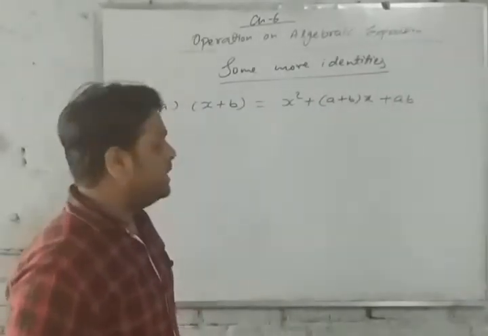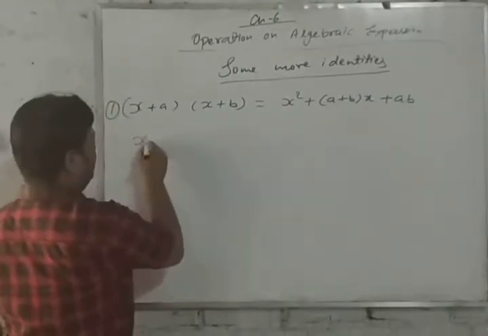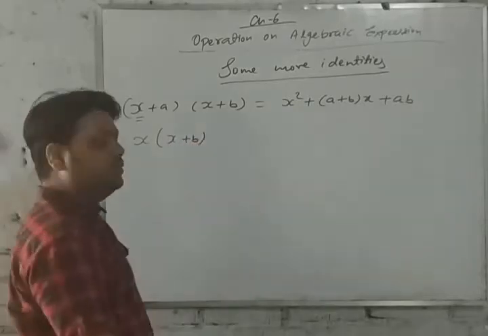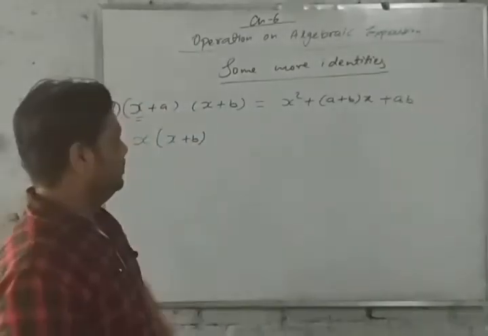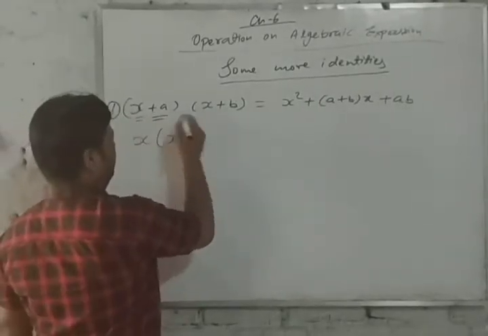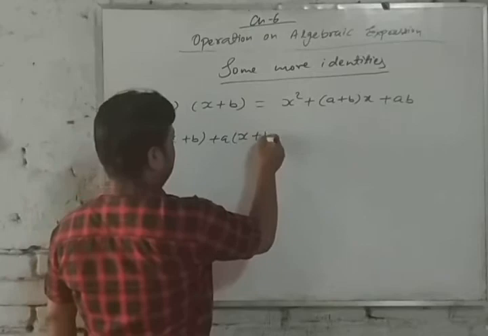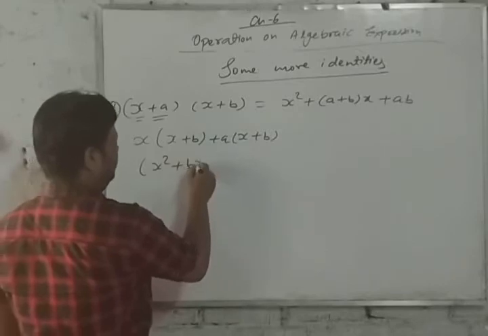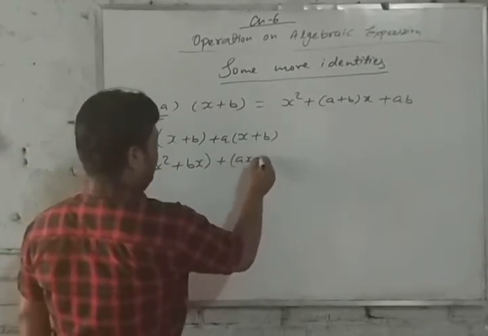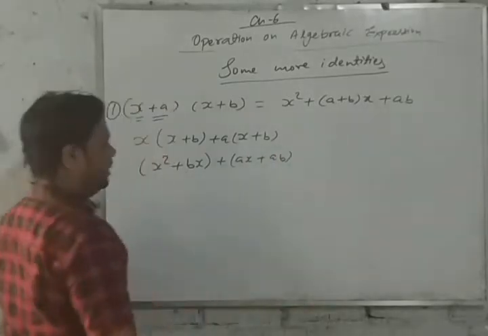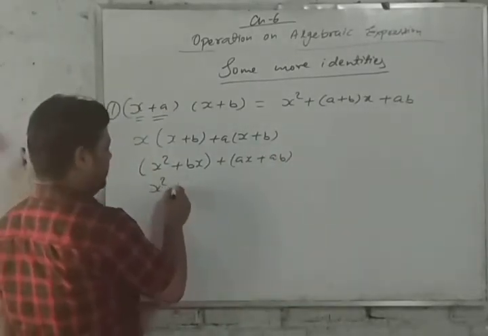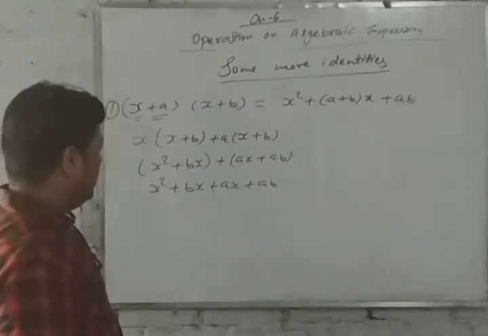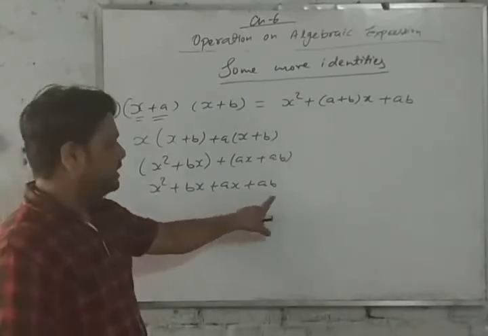Let's prove it. At first, multiply the first term to the whole expression. In previous videos we have discussed how to multiply using the distributive law. So x into (x plus b) plus a into (x plus b). Then what is the value? x into x, x square, plus x into b, bx, a into x, ax, and a into b, ab. Now remove the bracket: x square plus bx plus ax plus ab.